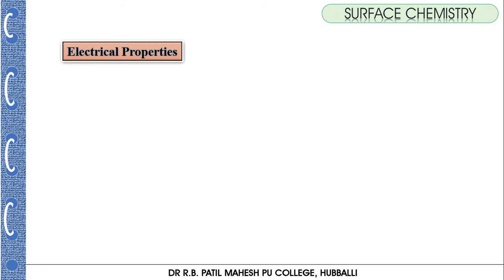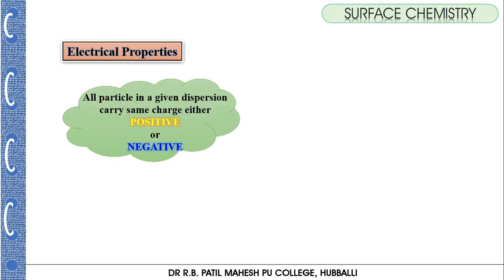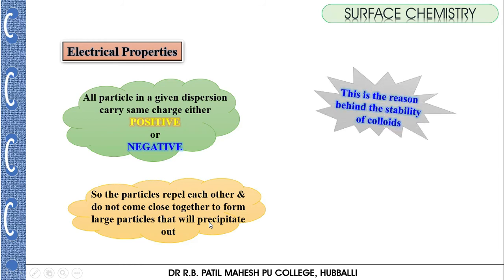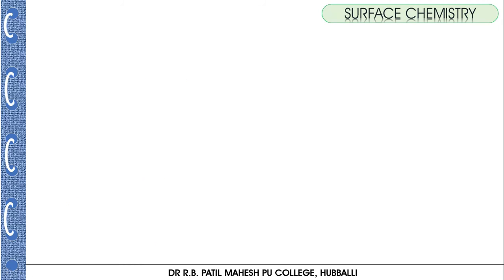Now let us see the next property, that is electrical properties. Colloidal particles are charged, either they carry a positive charge or a negative charge. All particles in a given dispersion phase carry the same charge. Because of this charge, these colloidal particles stay away from one another, and they are stable in nature. The stability in the case of colloids is mainly due to the repulsion among the same charged particles. So particles repel each other and do not come close together to form large particles that will precipitate out. This is the reason behind the stability of the colloids.